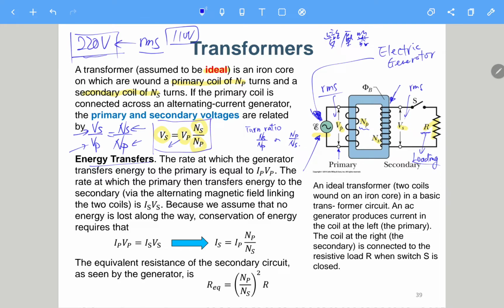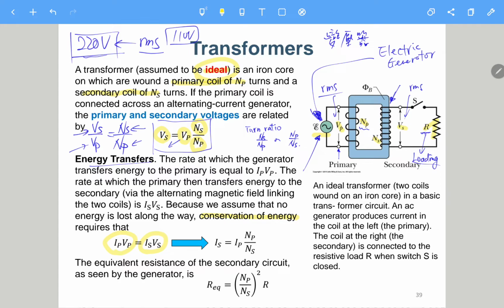The first condition is the voltage. The voltage across the coil is proportional to the number of turns. And then the second condition is the conservation of energy. Here we do not consider any energy loss, because we just assume the transformer is ideal. So we have the condition of conservation of energy. For the primary coil, the power is Ip times Vp. And for the secondary coil, the power is Is times Vs. So I times V, I times V.